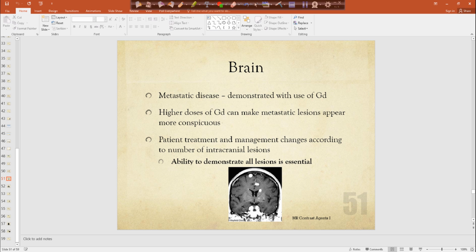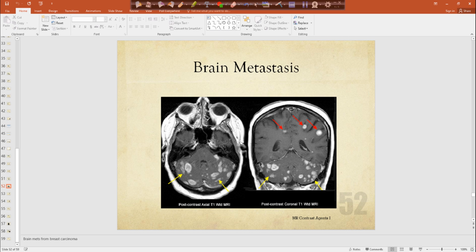And the patient treatment and management changes according to the number of lesions they detect. But this is always a bad sign. And usually patients that have breast cancer that they know about get a yearly brain MRI just to see if anything's metastasizing. Here's another example of the brain mets. Axial T1, coronal T1. These are not fat-sat images. And remember, usually most images post-contrast are fat-sat to increase our contrast-to-noise ratio.